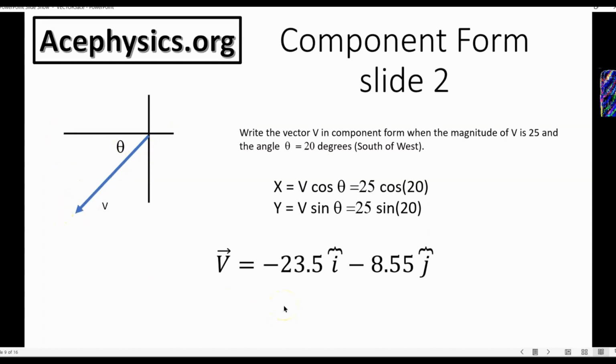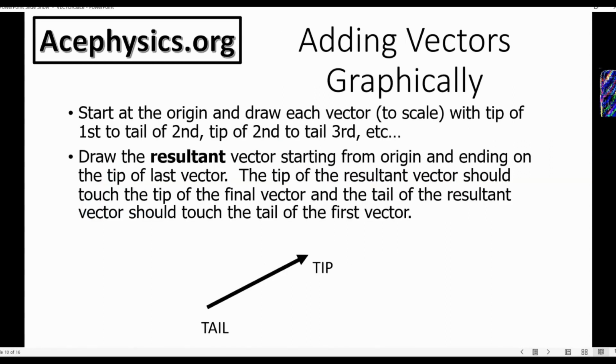So the vector v in component form is negative 23.5 i hat minus 8.55 j hat, and the vector v in angle magnitude form is: the vector v has a magnitude of 25 and an angle of theta equals 20 degrees south of west. So we've covered what a vector is and how to write vectors in component form and in magnitude form.